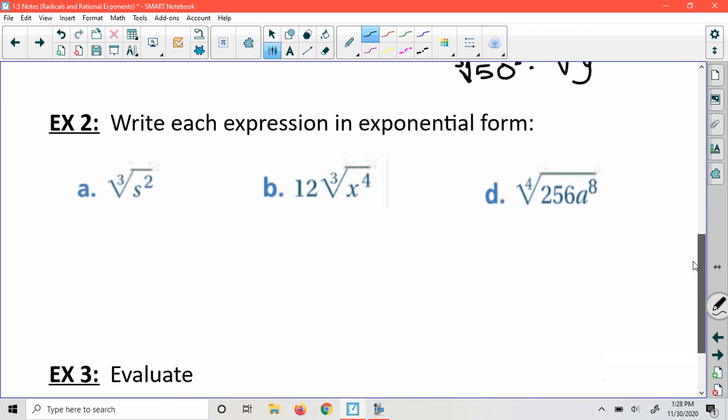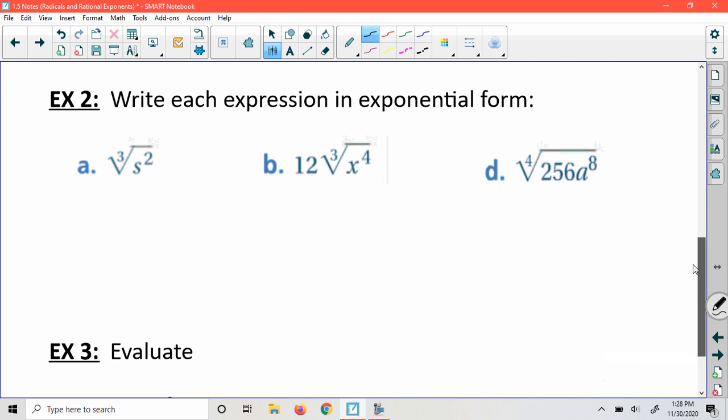On example 2 here, we're going to go the opposite way. They start in radical form, and we've got to switch them over to exponential form. So this first one, the 3rd root of s squared. So remember, we'll change that to a fraction power. The power, which is the 2, goes on top. The root, which is the 3, goes on the bottom. So it'll be s to the 2/3 power.